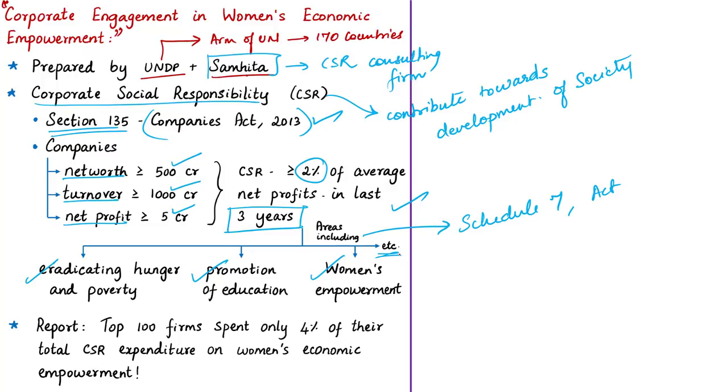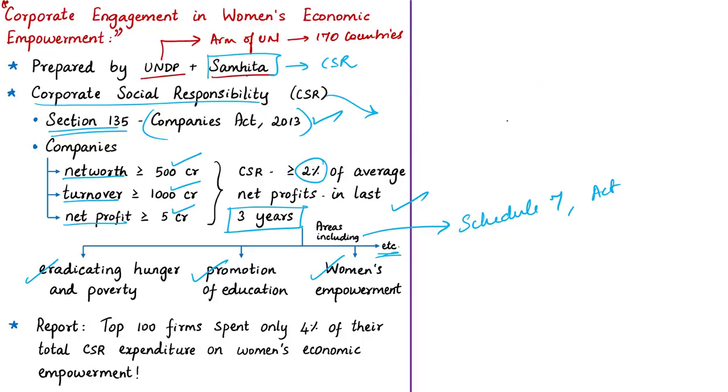Now, let us come back to the news article discussion. First, you should understand that the report gives insights into the efforts and initiatives of the top 100 companies towards the economic empowerment of women. The report also identifies gaps in the companies' programs, and the report gives recommendations to make India more gender equitable.